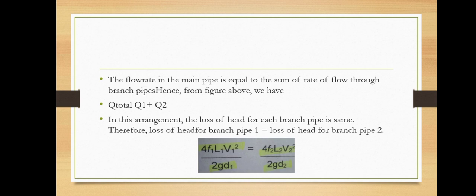The flow rate in the main pipe is equal to the sum of the rate of flow through the branch pipes. From the figure above, we have Q total equals Q1 plus Q2. In this arrangement, the loss of head for each branch pipe is the same. Therefore, loss of head for branch pipe 1 equals loss of head for branch pipe 2. As you can see, the formula at the bottom.